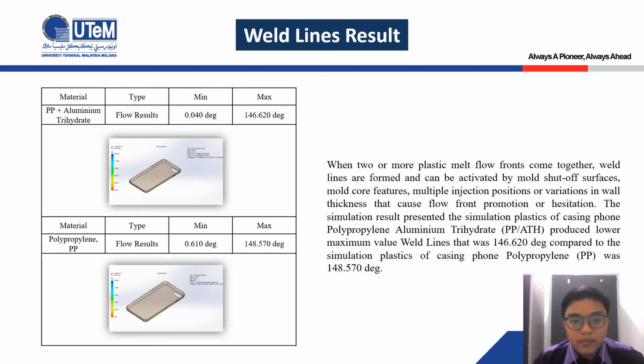For the weld line result, when two or more plastic melt flow fronts come together, weld lines are formed and can be activated by mold shut-off surfaces, mold core features, multiple injection positions, or variation in the wall thickness that causes flow front promotion or hesitation. The simulation result presented that the plastic simulation of the gas-inform polypropylene aluminum trihydrate produced a lower maximum weld line angle, 146.620 degrees, compared to the gas-inform polypropylene, 148.570 degrees.